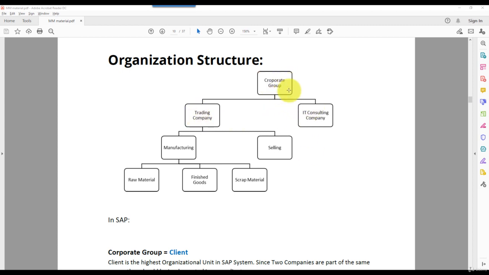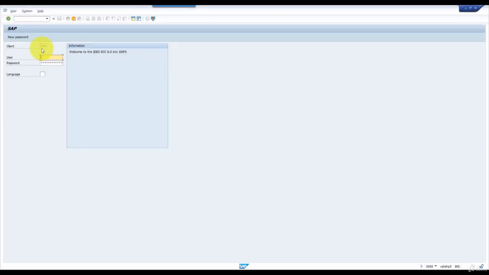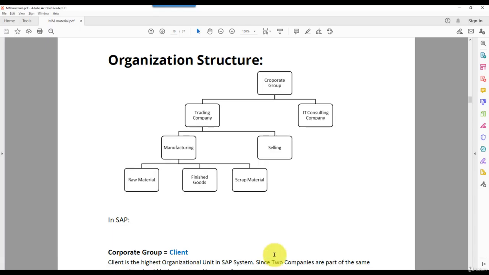This corporate group equals client. Whatever client you are entering here, that is equal to this client. Why I am mentioning the client: inside this client you can create n number of company codes. There is no restriction. You can create 100 company codes or 200 company codes or 300.